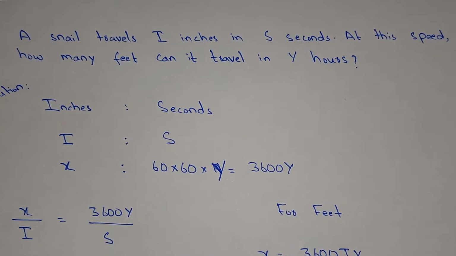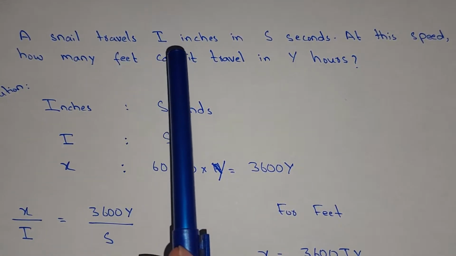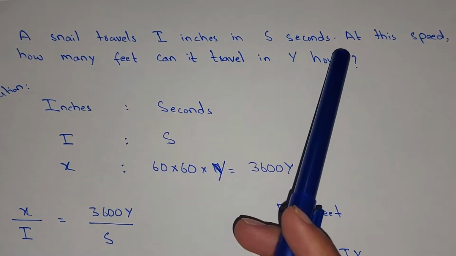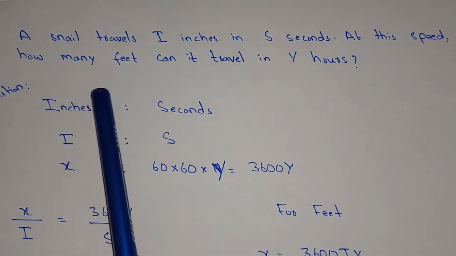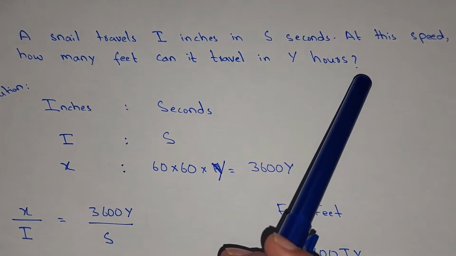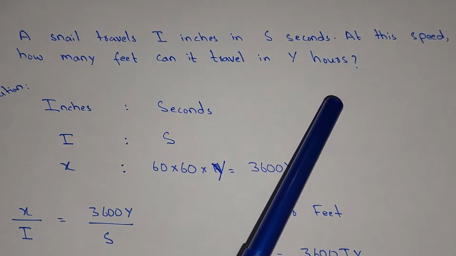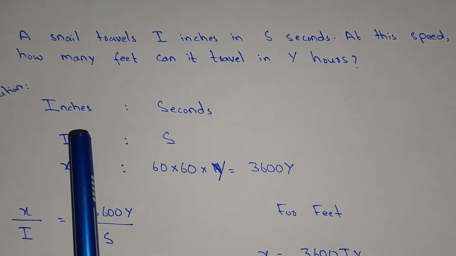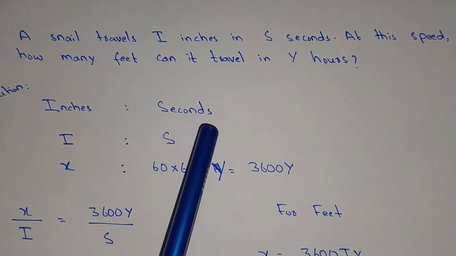In this video, we will solve this word problem. The problem says a snail travels I inches in s seconds. At this speed, how many feet can it travel in y hours? Now in this question, we are given two things, the distance in inches and the time in seconds.